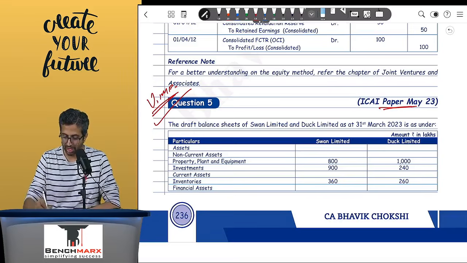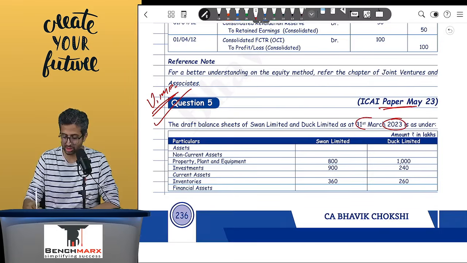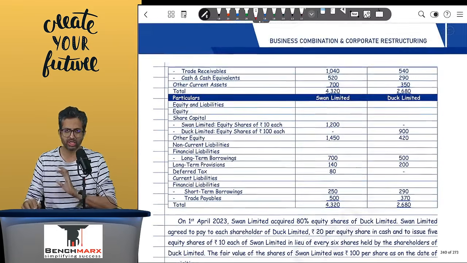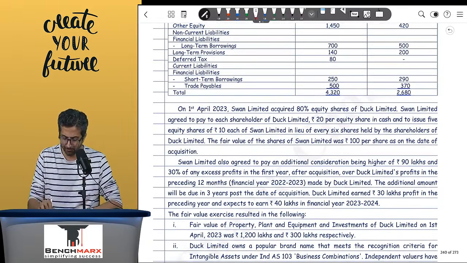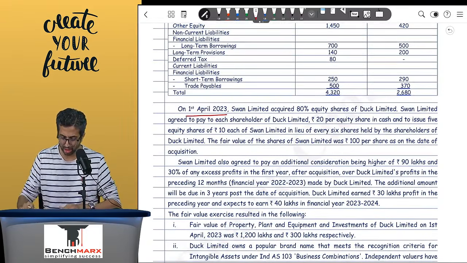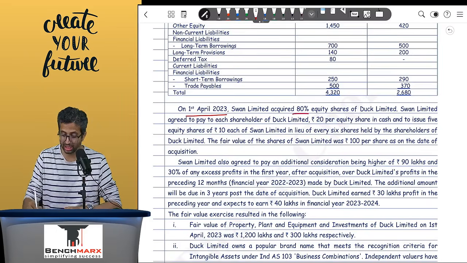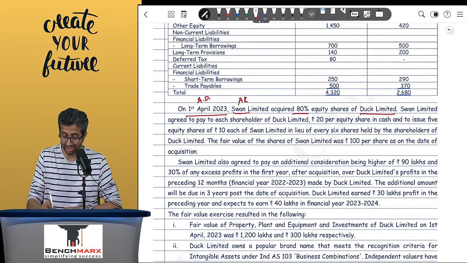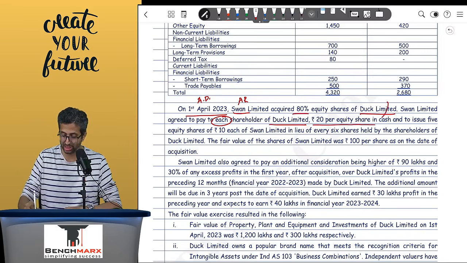The draft balance sheets of Swan and Duck are given on 31st March 2023. So this is the 31st March 23 balance sheet. As you can see, a fairly detailed balance sheet would be given, and then there are a few adjustments. On 1st April 23, Swan acquired 80% of equity shares of Duck. So 1st April 23 seems to be the acquisition date and Swan seems to be the acquirer. Swan agreed to pay to each shareholder of Duck rupees 20 per share in cash. So this is definitely a part of PC.